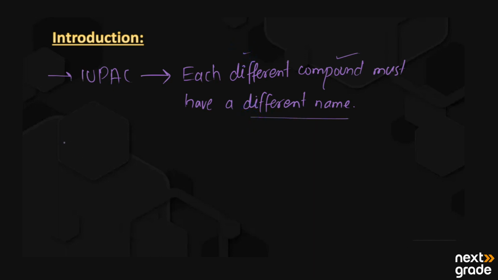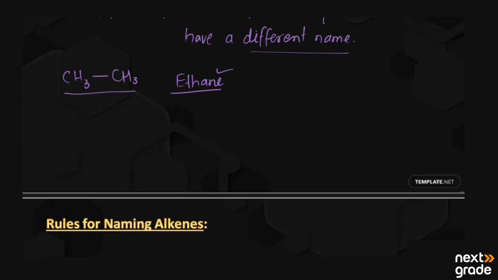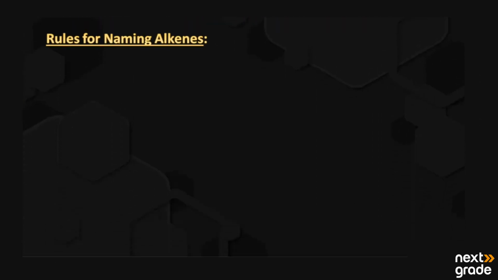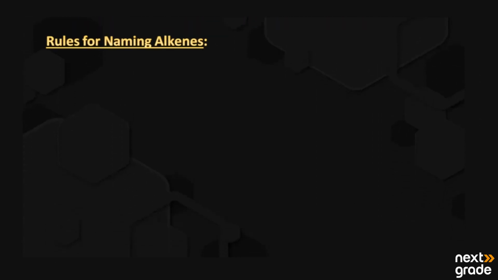For example, if we have CH3-CH3, its name is ethane. No other compound can have the name ethane. Okay, let's have a look at the naming of the alkenes. Basically, there are some specific rules for the naming of the alkenes.